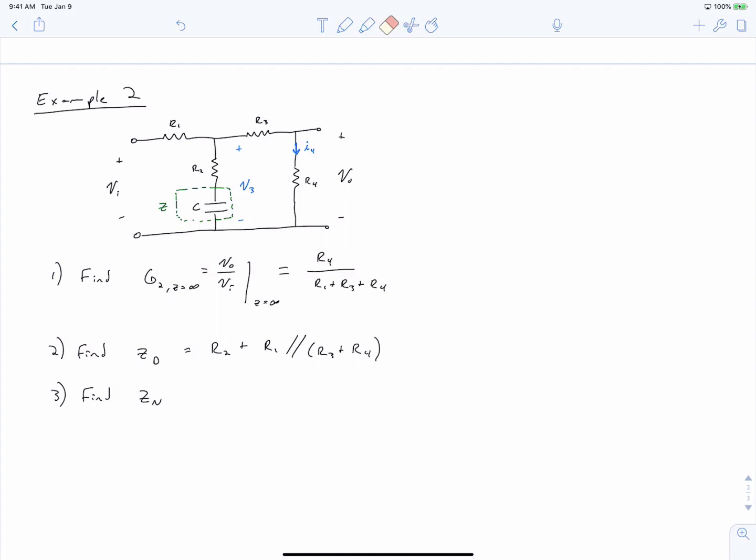Now I want you to find the nulled output driving point impedance, Zn. Press pause and press play when you're ready to resume. So this was probably the trickiest part of the problem.